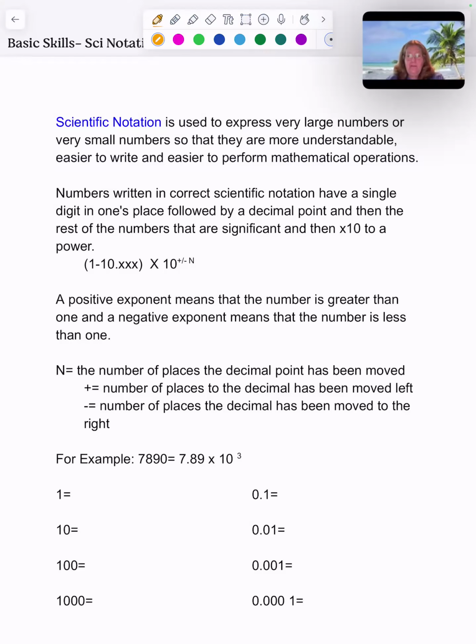Welcome to Elements of Chemistry. In this episode, we're going to talk about using numbers.